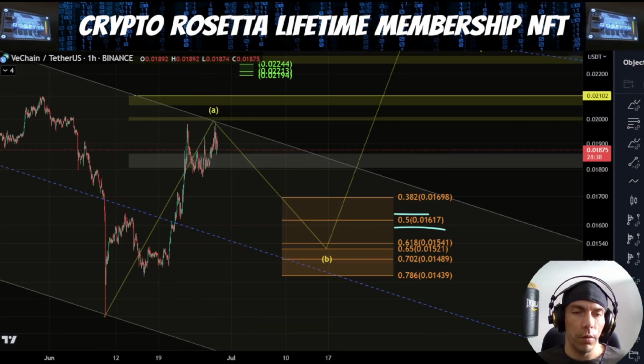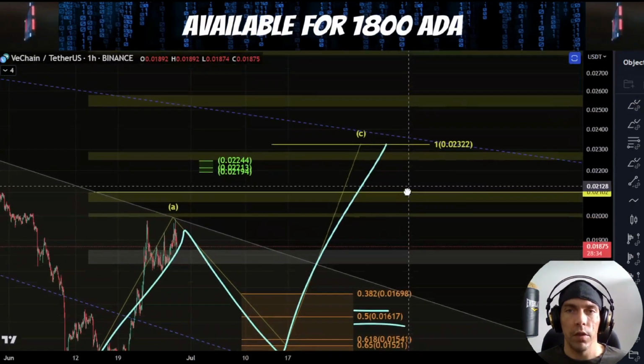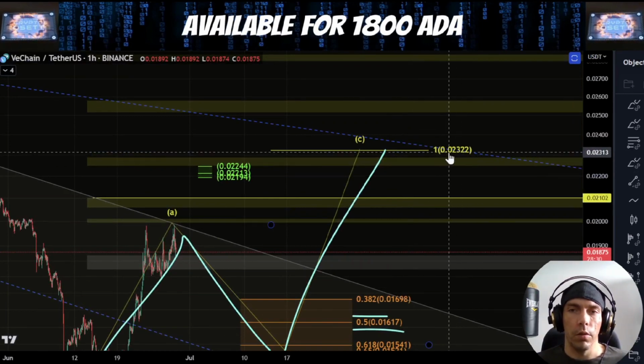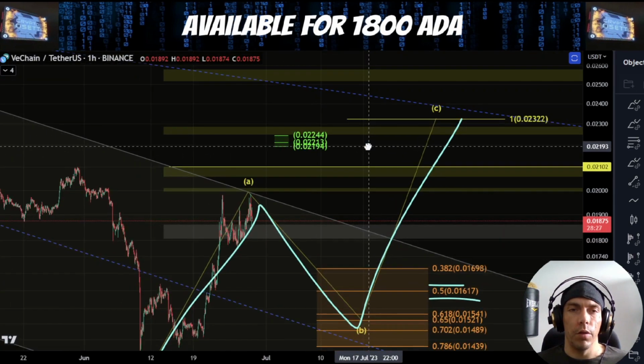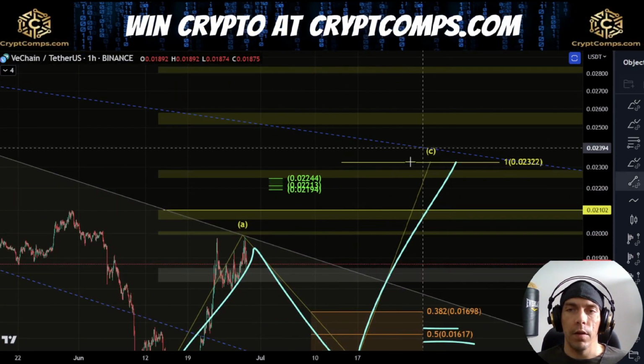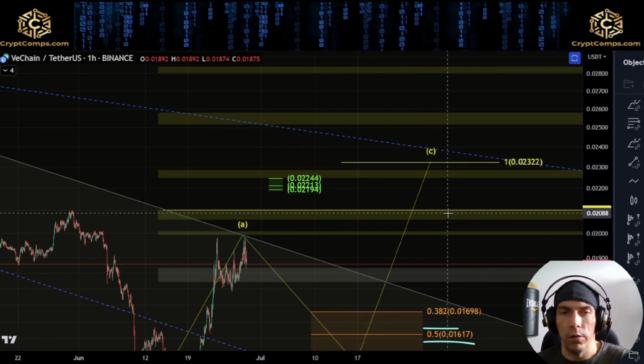Now, if we do look at this in this way, where we're saying this is A, this is B, and then we're looking for a C to the upside, 121 would actually look to bring us up here towards this 2322, and that would actually be aligning with our higher time frame center channel. That would be looking to bring us into that channel, and then we could look for the potential of a break to the downside.